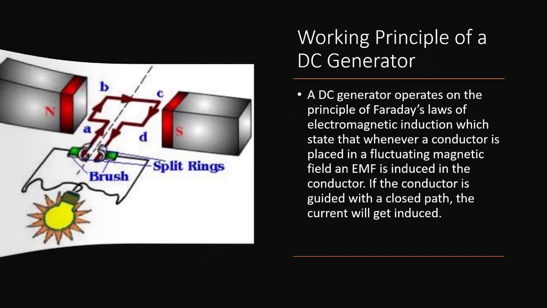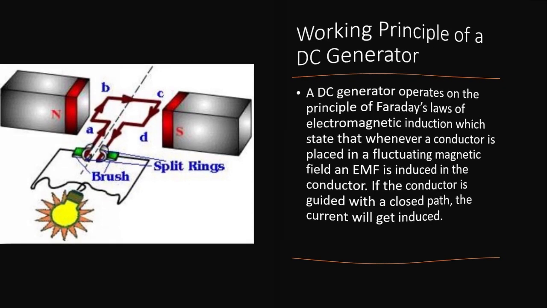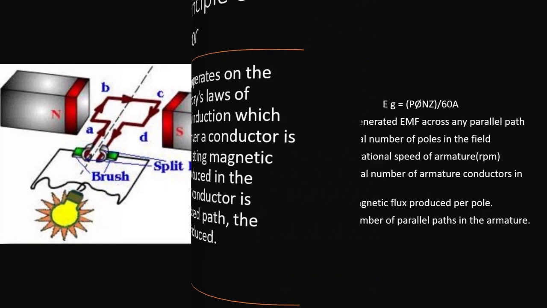What is the working principle of a DC generator? A DC generator operates on the principle of Faraday's laws of electromagnetic induction, which state that whenever a conductor is placed in a fluctuating magnetic field, an EMF is induced in the conductor. If the conductor is guided with a closed path, the current will get induced.